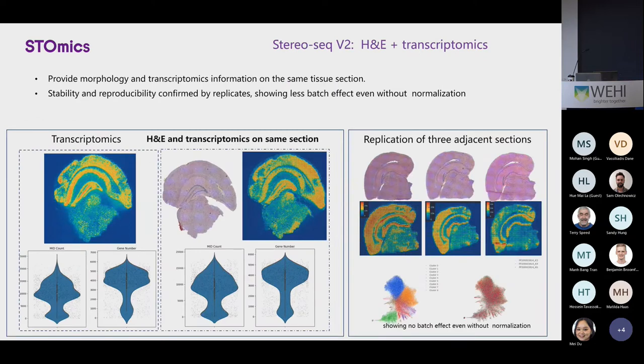And also our chips, because they're silicon based, are not transparent. So it's been a challenge previously to be able to do H&E staining and transcriptomics on the same slide. So we currently have been working with H&E staining of adjacent slices, but for V2, we'll be able to do it on the same slice.